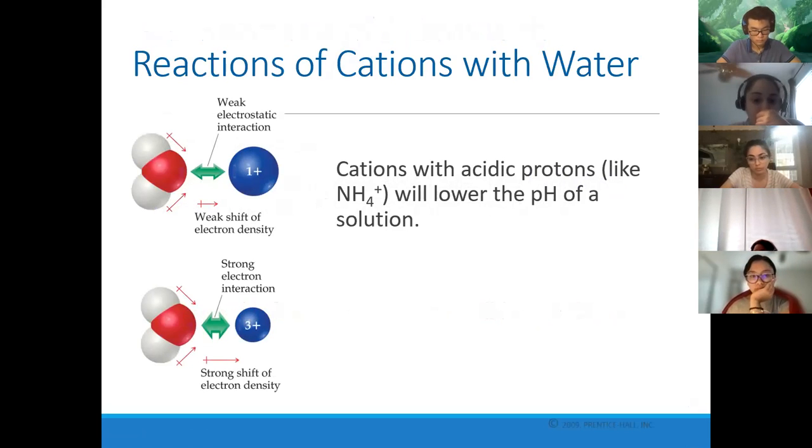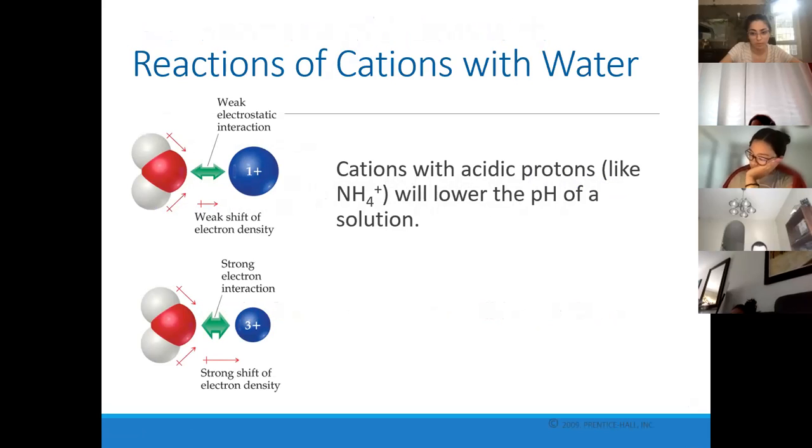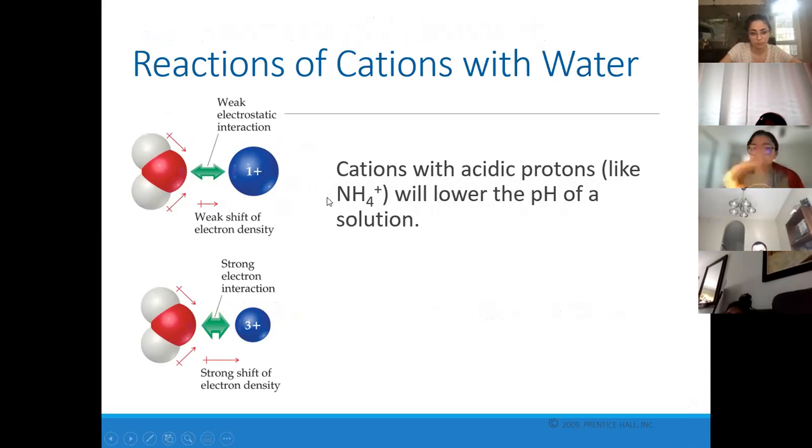If I have a cation with an acidic proton, like NH4+, what can happen is that NH4+ can shove that hydrogen ion onto water to make H3O+ and NH3. So in other words, my NH4+ can act like an acid.